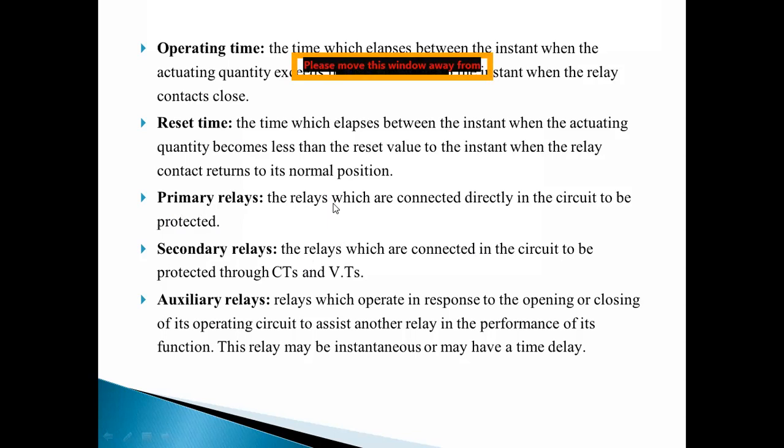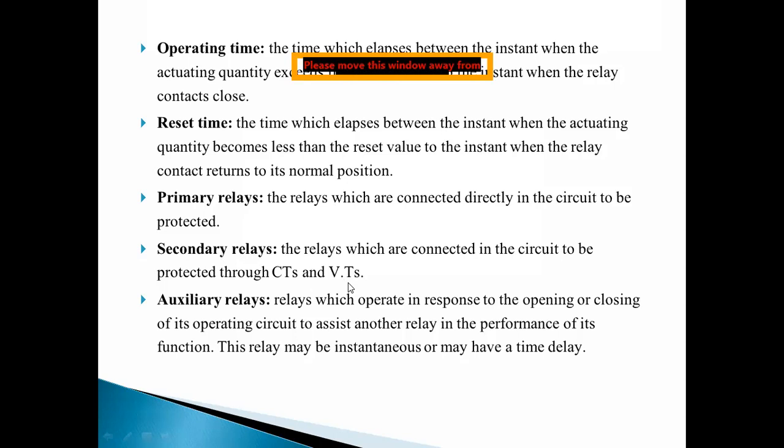Then the next term is secondary relays. Secondary relays are connected in the circuit to be protected through CTs or VTs, meaning current transformers or voltage or potential transformers. So these secondary relays are connected to the circuit through these CTs and PTs or VTs.